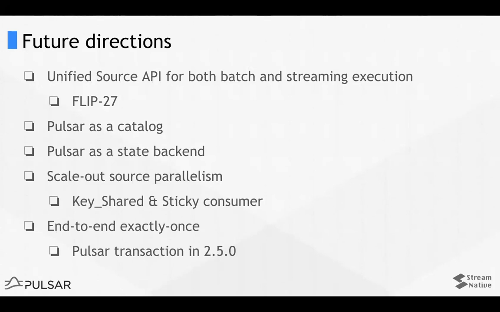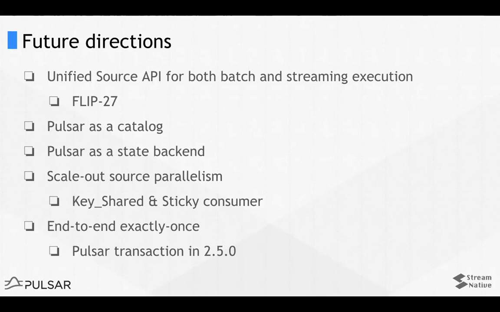The second one is that right now you have to register individual topics as tables, but we want to fully integrate Pulsar and Flink and let Flink use Pulsar as a catalog. So you don't need to specifically write, okay, I want to register this topic as a Flink table. And the last ones are about fully using all the potential in Flink and Pulsar, like using Pulsar as a state backend, and scaling out the source parallelism by leveraging the new subscription type in Pulsar called key shared.